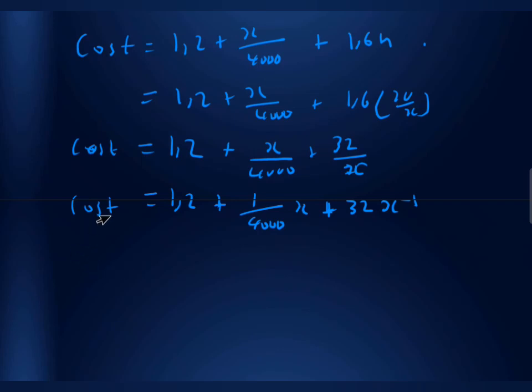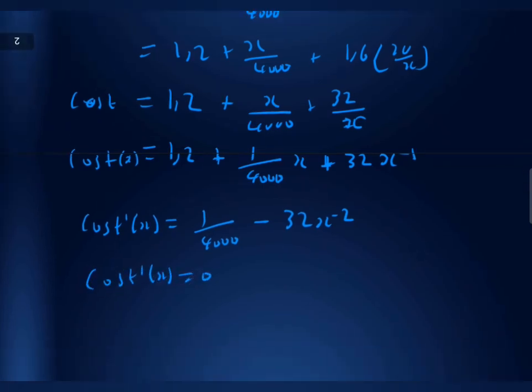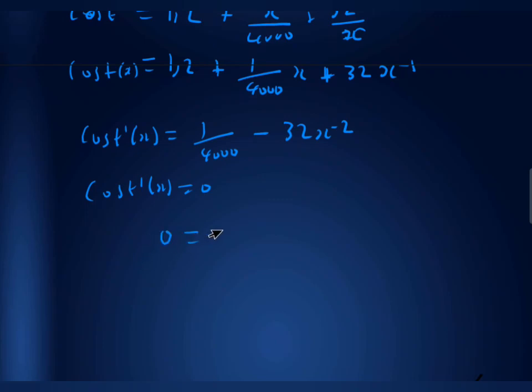So let's get the derivative of the cost at x. The first derivative is going to be equal to, this will disappear, and this remains 1 over 4,000. Then this side becomes minus 32x to the power of negative 2. Now we have to set the derivative equal to 0, and there is a mark for that. So it's going to be 0 is equal to 1 over 4,000 minus 32.